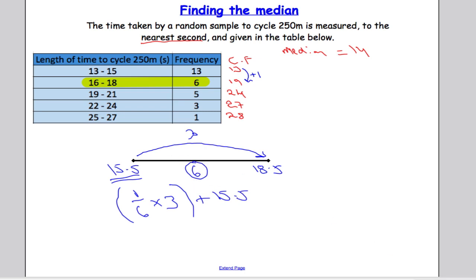So let's bring up the calculator here. Well, 1/6 times 3 is a half, isn't it? And a half plus 15.5 is 16. So the median is 16 seconds.